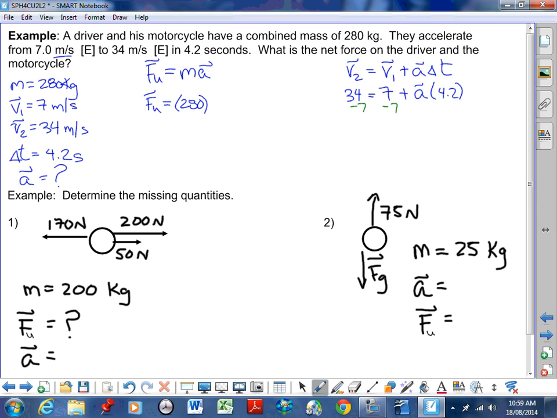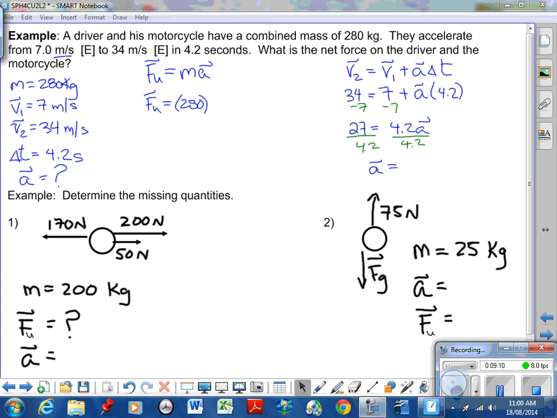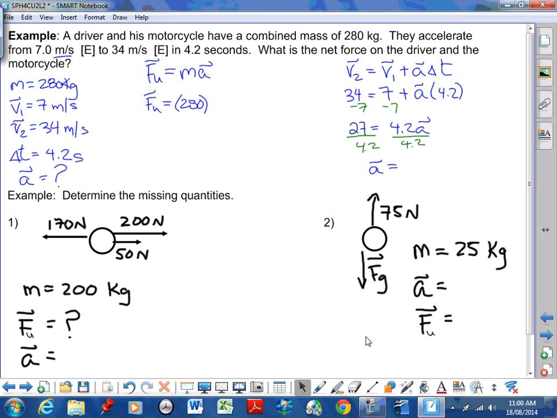Subtract 7 from both sides. That would give me 27 equals 4.2A. Divide both sides by 4.2. And that will tell me my acceleration is about 6.4 meters per second squared forward.